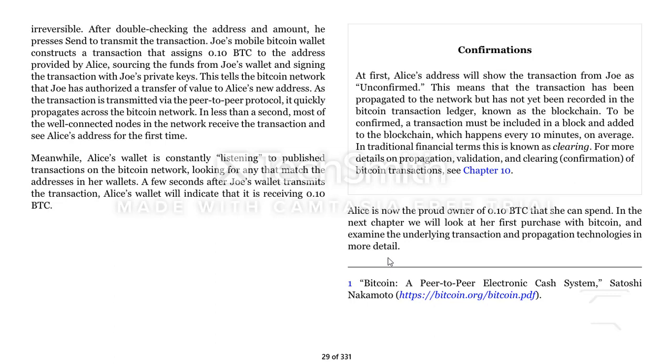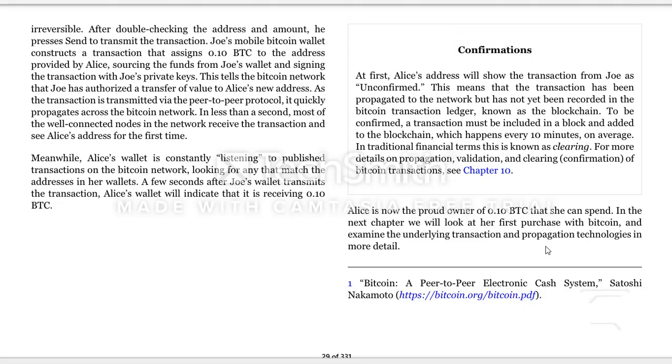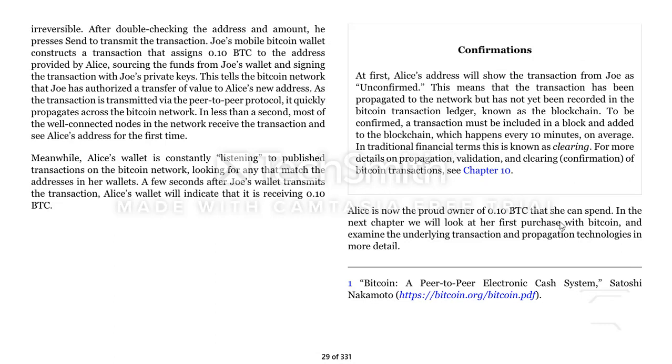As the transaction is transmitted via the peer-to-peer protocol, it quickly propagates across the Bitcoin network. In less than a second, most of the well-connected nodes in the network receive the transaction and see Alice's address for the first time. Meanwhile, Alice's wallet is constantly listening to published transactions on the Bitcoin network, looking for any that match the addresses in her wallets. A few seconds after Joe's wallet transmits the transaction, Alice's wallet will indicate that it is receiving 0.10 BTC.